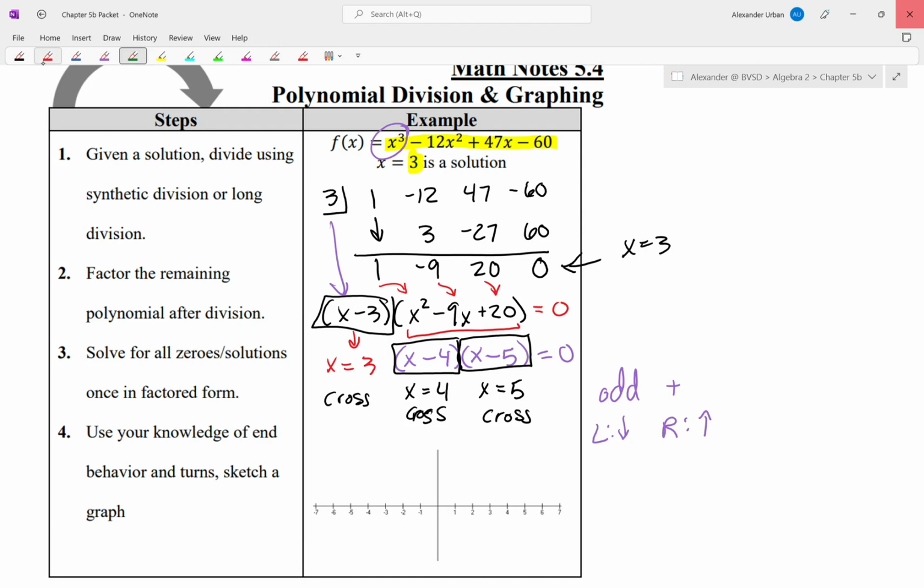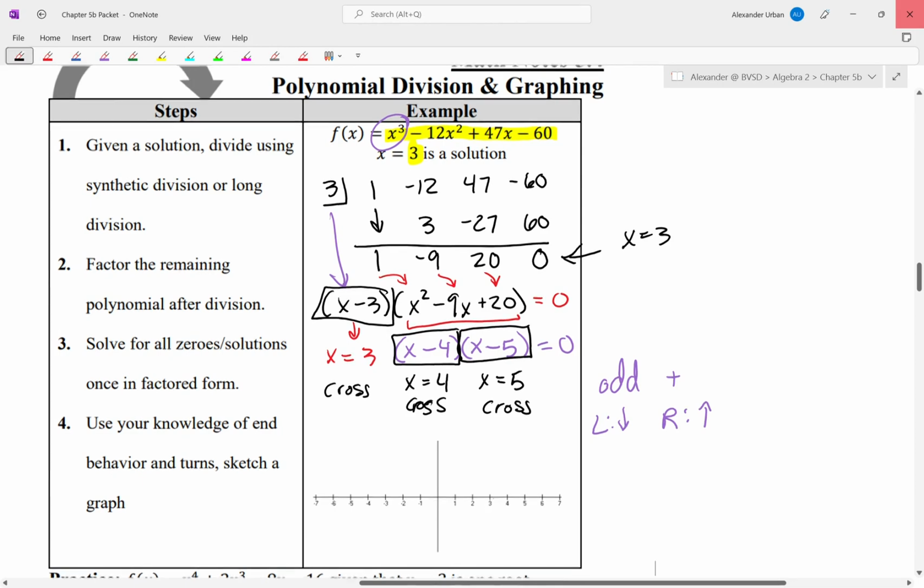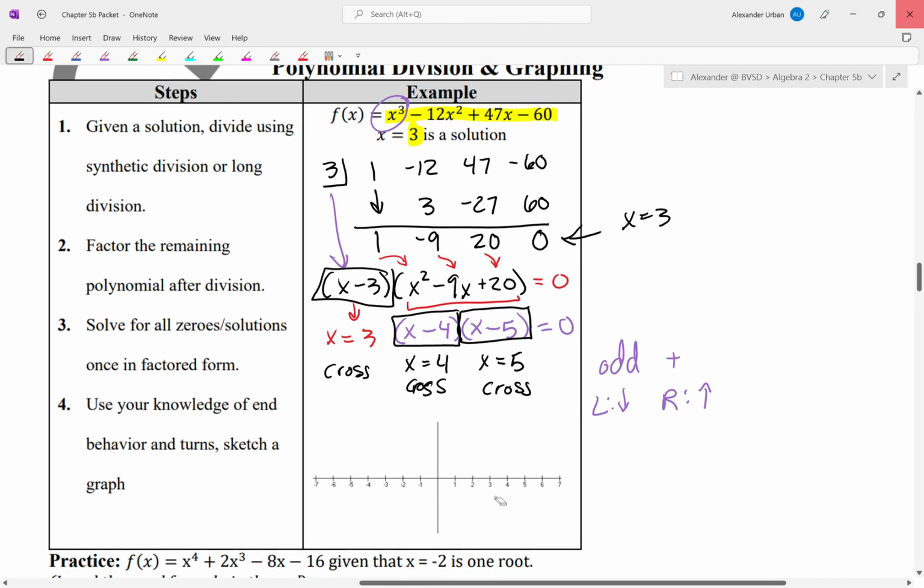We have 3 points of intersection, 1 at 3, 1 at 4, 1 at 5. The right end behavior ends up going up, the left end behavior goes down. So now we cross through each one, so cross, cross, and cross, and we have our beautiful graph. It's fantastic, good job. Okay, we're going to move on. If you need to, you can always pause, go back, watch this again.